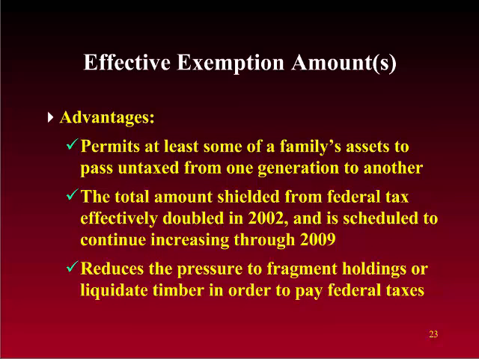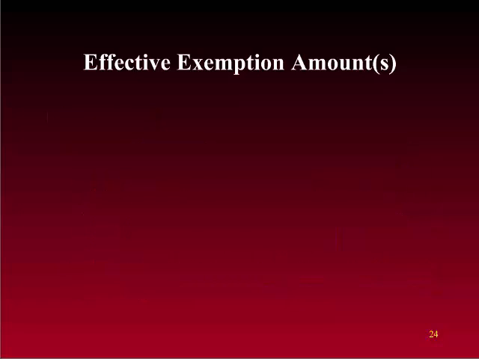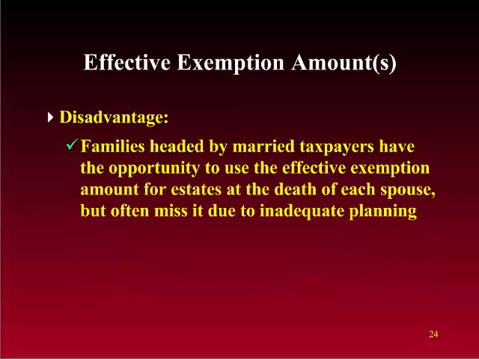estate to pass on tax-free from one generation to the next. The total amount shielded from the federal tax effectively doubled in 2002. It went from headed towards $1 million, to $1 million for gifts and $1 million for bequests, and is scheduled to continue increasing through 2009. So this reduces the pressure to fragment holdings or liquidate timber, worries that Lloyd talked about, in order to pay your federal taxes. The disadvantage is that families, it's not a real disadvantage, it's an error in strategy.